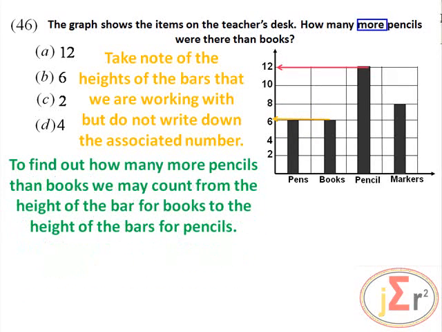Take note of the heights of the bars that we are working with, but do not write down the associated number. To find out how many more pencils than books, we may count from the height of the bar for books to the height of the bar for pencils. So we may count from here to there. 2, 4, 6. So the answer is 6.